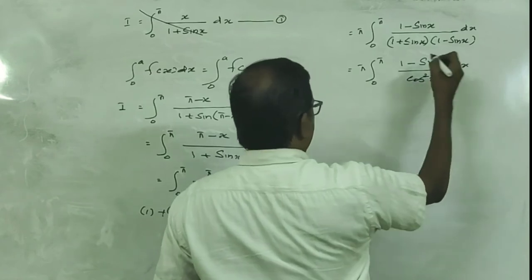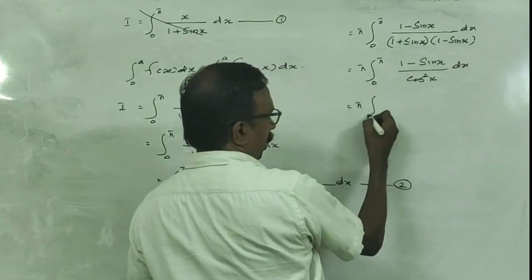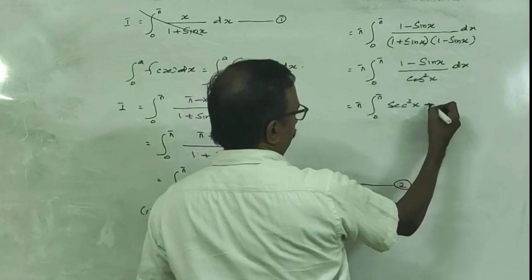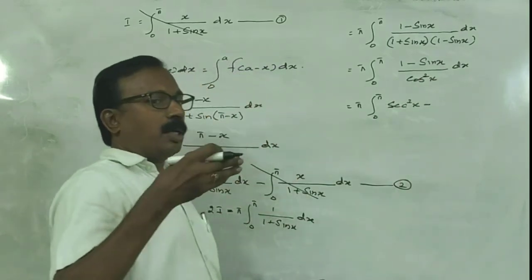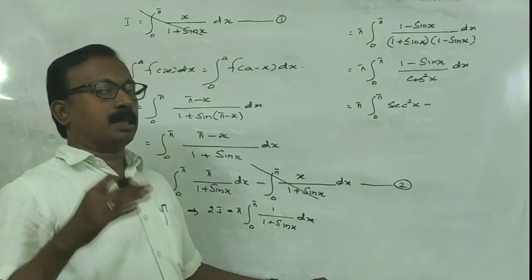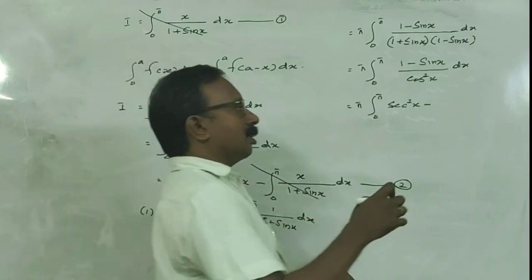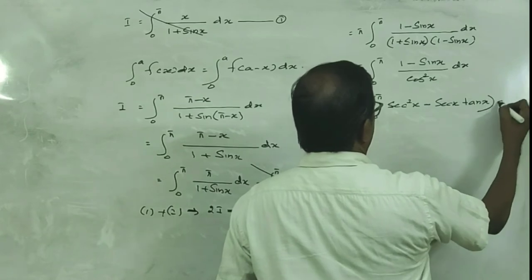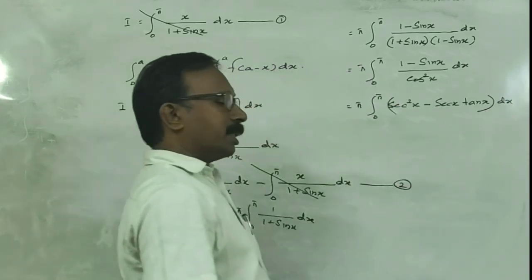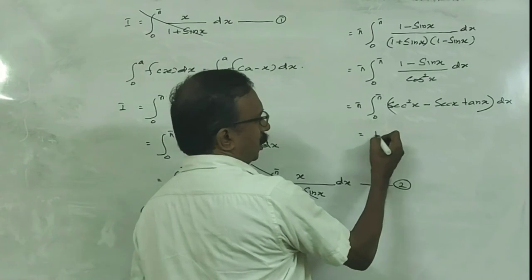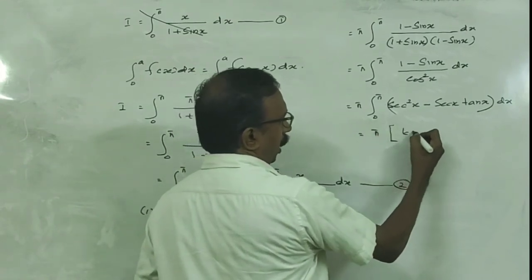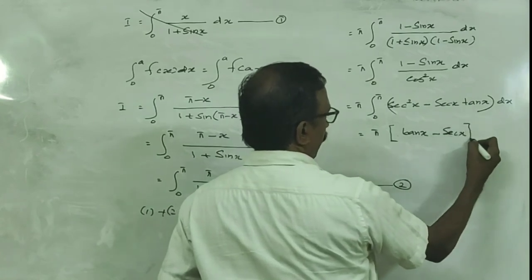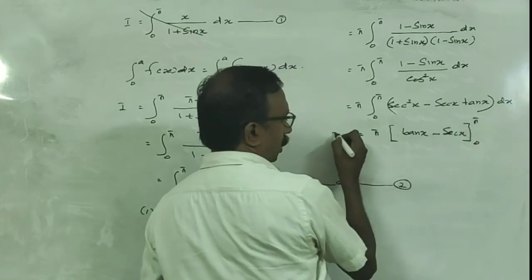Now dividing each term by cos square x, that is pi into integral 0 to pi of 1 by cos square x minus sin x by cos square x. Sin x by cos square x is 1 by cos x into sin x by cos x, and 1 by cos x is sec x into tan x. So sec square x minus sec x tan x into dx. Integral of sec square x is tan x, integral of sec x tan x is sec x. Here upper limit is pi, lower limit 0, this is 2I.